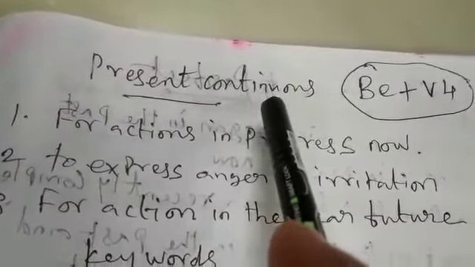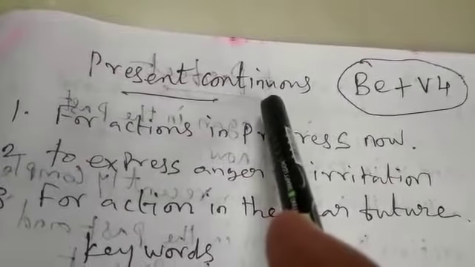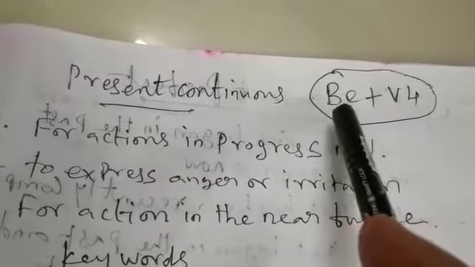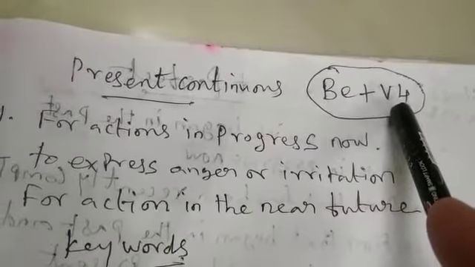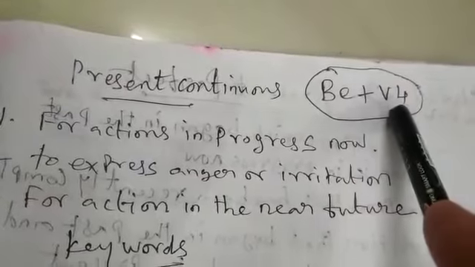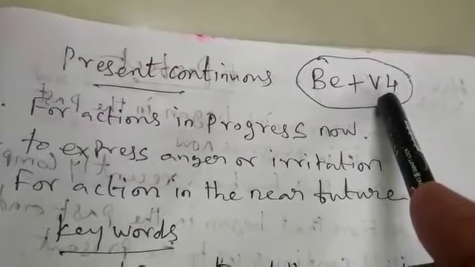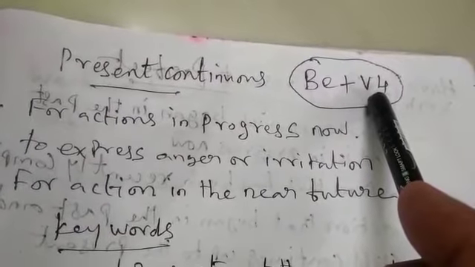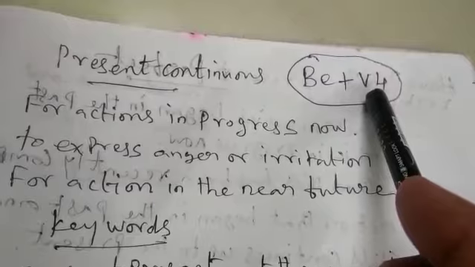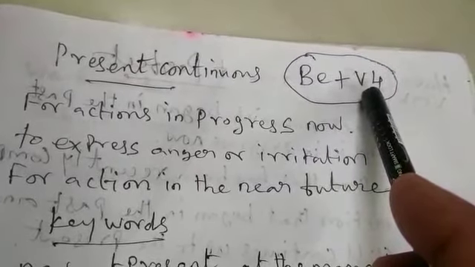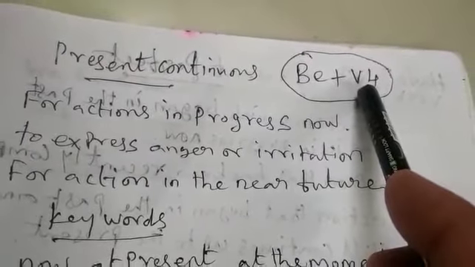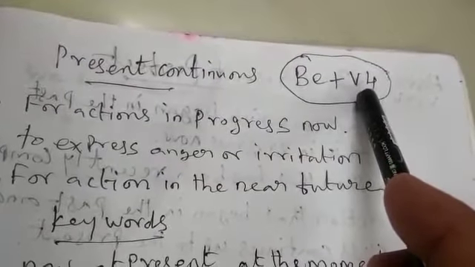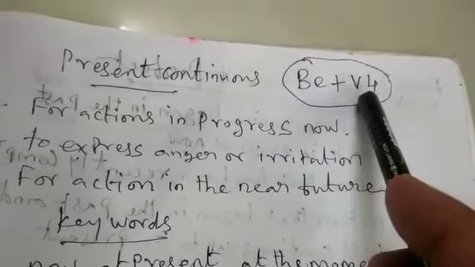How to identify continuous tense? What is the structure of continuous tense? The structure of continuous tense is be verb plus V4. Already I told you V4 means ing form of the verb. For example, walk, V4 walking. Read, V4 reading. Eat, V4 eating. So you should know about V4. V4 is ing form. Okay?